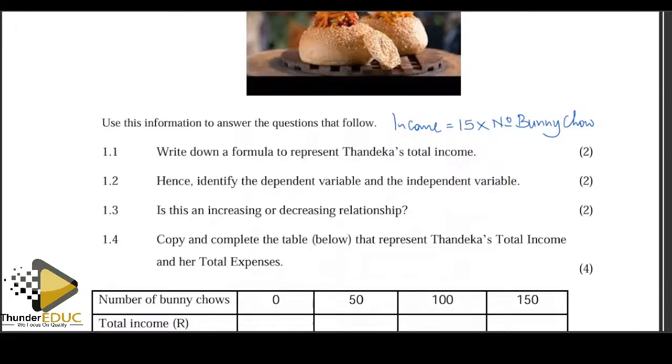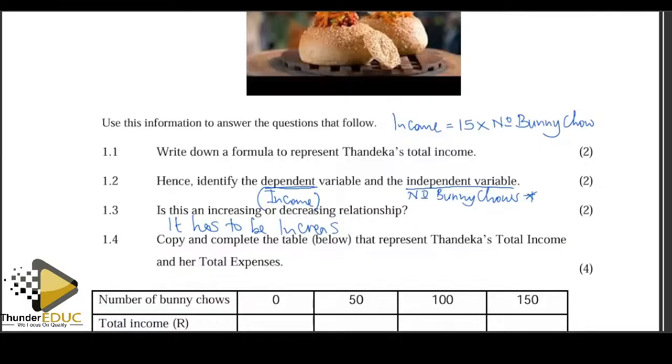Now, the dependent variable will be the income. Why do we say the income? Because for you to get the income, it has to depend on the number of bunny chows. So the number of bunny chows is the independent variable, and the dependent variable is the income. You understand? For you to get income, the income has to depend on the number of bunny chows.